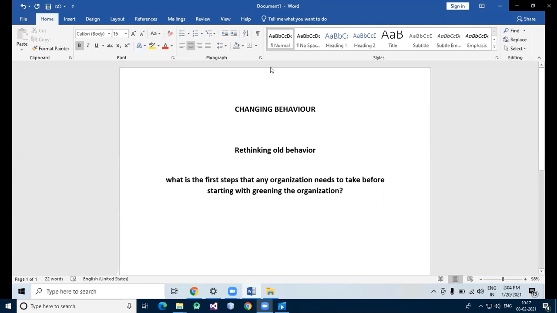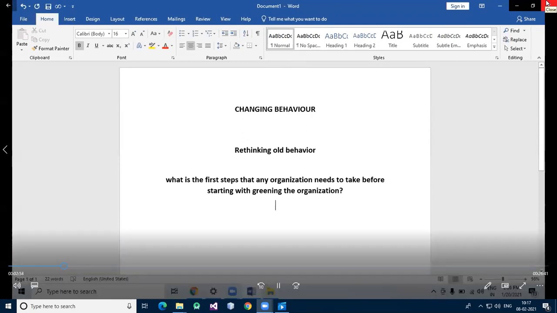See, the chapter's name itself is changing behavior, and the first point is rethinking old behavior. That means all the activities that harm our environment. Green computing is nothing but green meaning environment and computing meaning processing. So whatever the processing, we will see here what rethinking old behavior is.